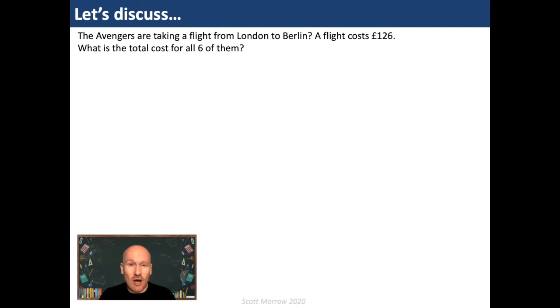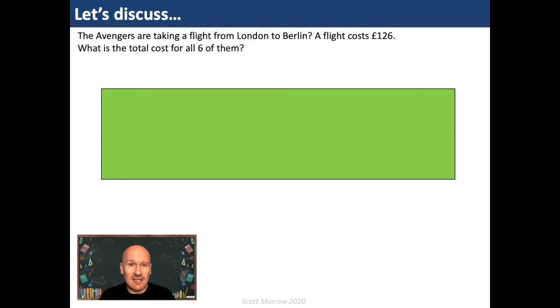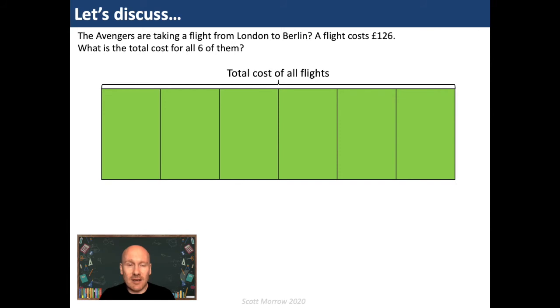Here, I'm going to start by analysing it. I'm going to start by drawing my bar, and that bar represents the whole amount. The whole amount is the total cost of all the flights. How many parts am I going to split that into? I'm going to split that into 6 parts, and I'm doing that because there are 6 flights altogether. Each of those parts is the cost of just one flight.